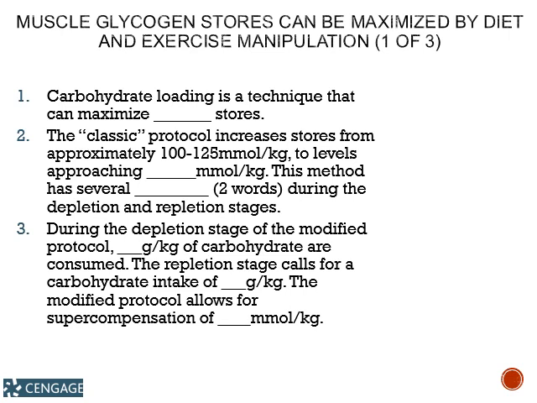So number 1, carbohydrate loading is a technique that can maximize glycogen stores. Number 2, the classic carbohydrate loading protocol increases stores from approximately 100 to 125 millimoles per kilogram to levels approaching 210 millimoles per kilogram. This method has several side effects during the depletion and repletion stages. Irritability is a possible side effect, also inability to complete exercise intervals, and possibly hypoglycemia.